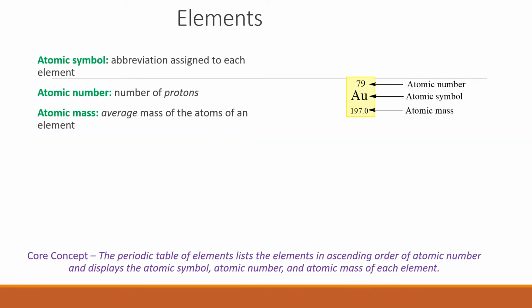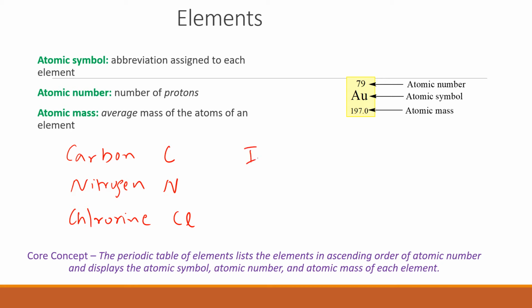Every element has been assigned a 1 or 2 letter atomic symbol. For example, carbon has been assigned the symbol C, nitrogen is N, and chlorine is Cl. Many times the symbol matches the first letter of the element name, and many times it does not. For example, iron has a symbol of Fe and not I or Ir.